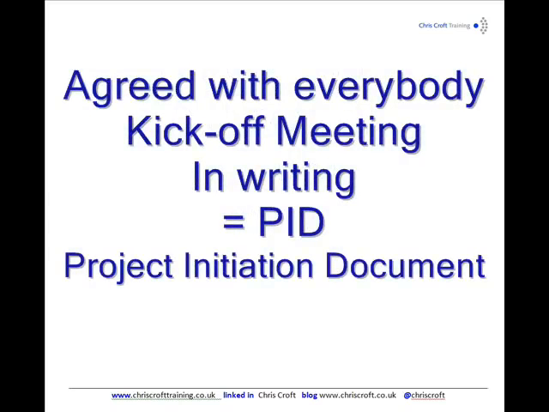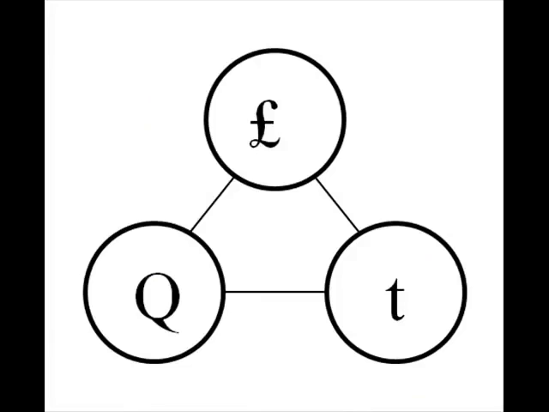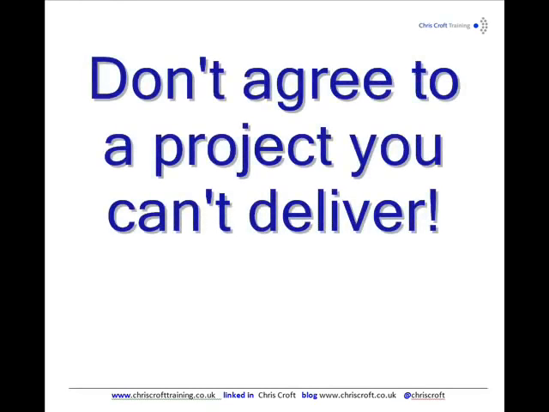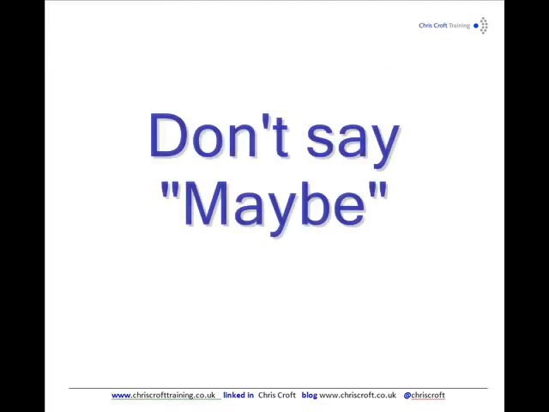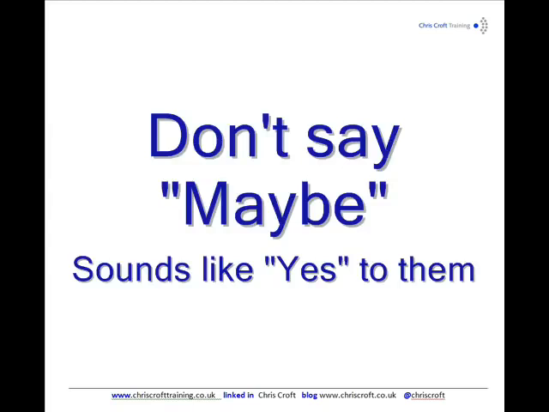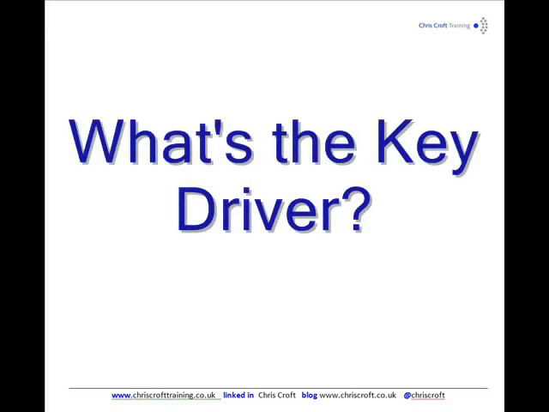And in that document, you will need to define what you're going to deliver. That's the quality. When you're going to deliver it, that's the time, and the cost that the project is going to be. Cost, quality, and time. Whatever you do, don't agree to a project you can't deliver, and don't even say maybe you can deliver it, because that will sound like a yes, and they will think they're going to get it when they probably won't, and it will end up badly for you and them. So, define everything at the beginning. Final thought about step 1, define the key driver. Which of the 3 circles is the most important?